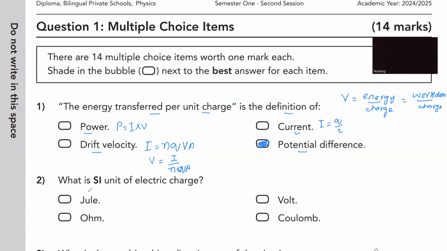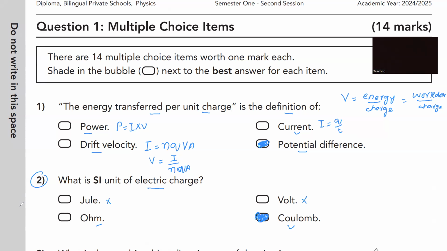Okay, the second one is the SI unit of charge. The basic unit of charge in the international system is obviously coulomb. So the right answer here is coulomb, not voltage, not joule, not ohm. So this is the right answer of this question.